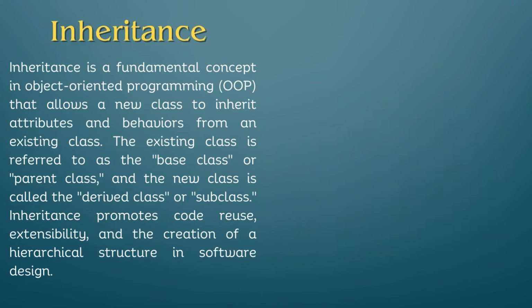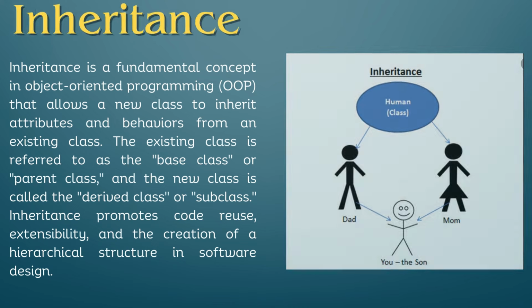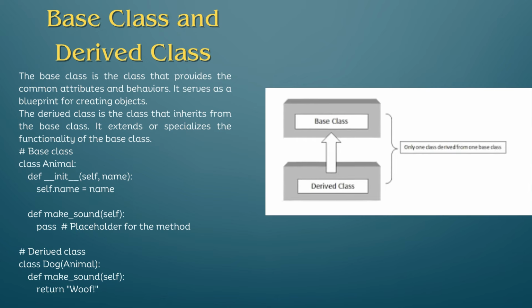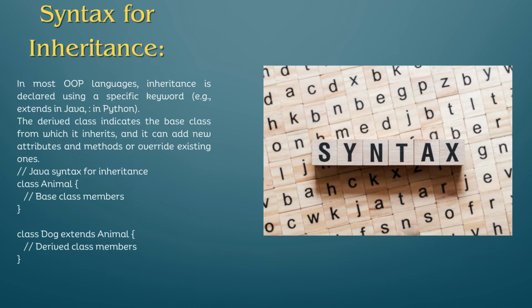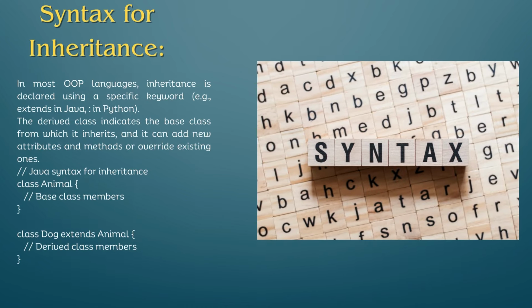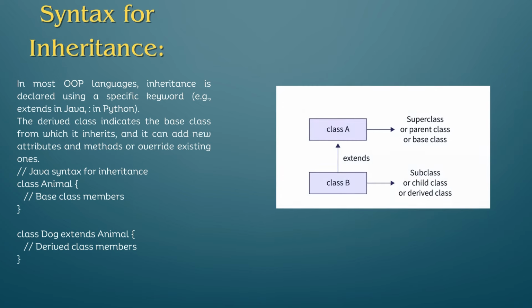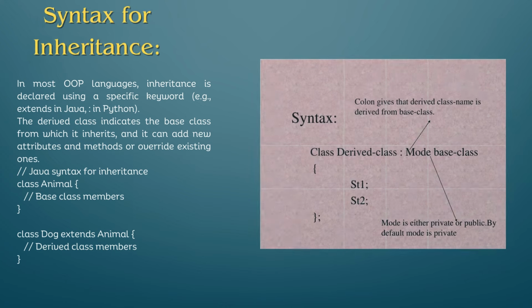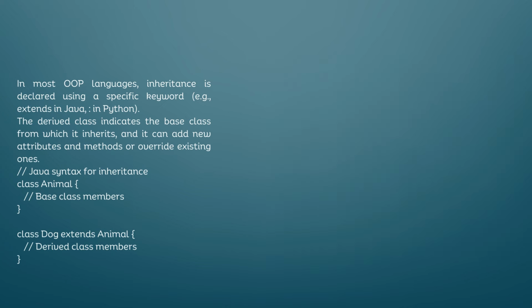Inheritance. Inheritance involves a base class, providing common attributes and behaviors, serving as a blueprint. A derived class inherits from the base class, extending or specializing its functionality. Syntax for inheritance. In most OOP languages, inheritance is declared using specific keywords like extends in Java or : in Python. The derived class indicates the base class it inherits from and can add or override attributes and methods.